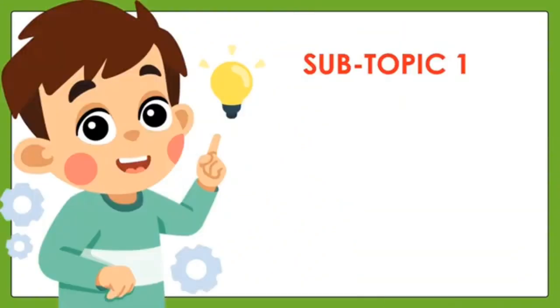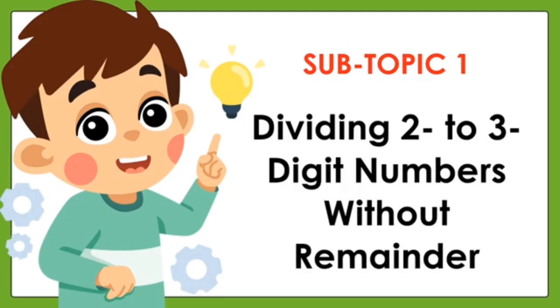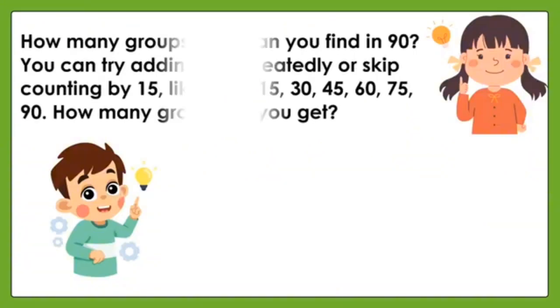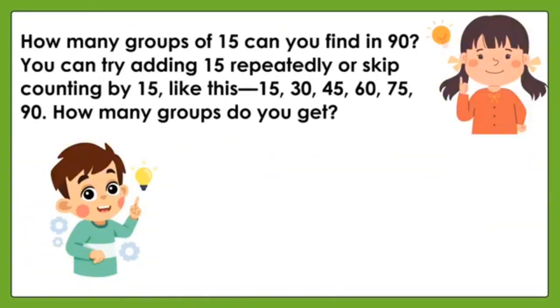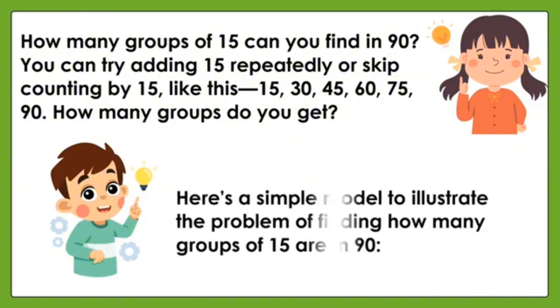Let's go on with our first topic, dividing 2 to 3-digit numbers without remainder. How many groups of 15 can you find in 90? You can try adding 15 repeatedly or skip counting by 15, like this: 15, 30, 45, 60, 75, and 90. So how many groups do you get? So we have 6. Here's a simple model to illustrate the problem of finding how many groups of 15 are in 90.